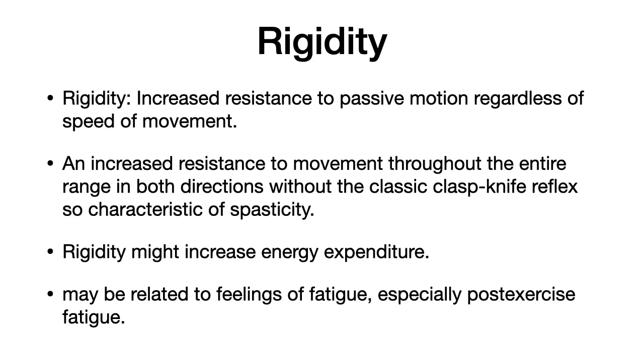The second important characteristic of Parkinson's disease is rigidity. The rigidity is the increased resistance to passive movement, regardless of speed of movement. An increased resistance to movement throughout the entire range in both directions, without the classic characteristic of spasticity.